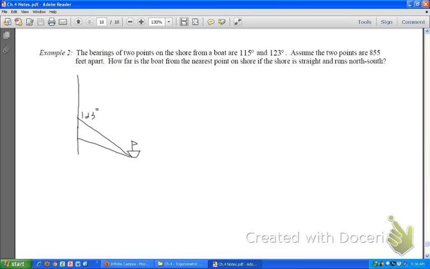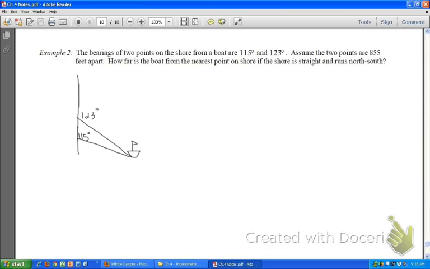Any questions on that? So from the north-south line, measure the angle that you want out to the object you're talking about. Cool? So then this one angle down here is 115 degrees. So it just says that you've got two different points on shore, one that is a 123 degree bearing, one that is a 115 degree bearing.